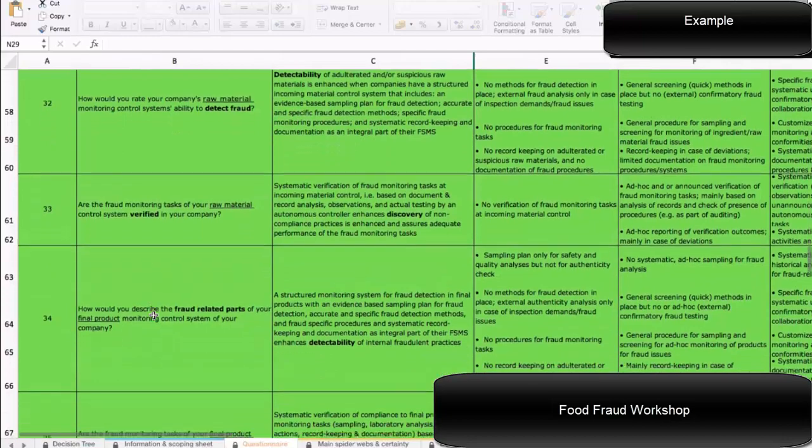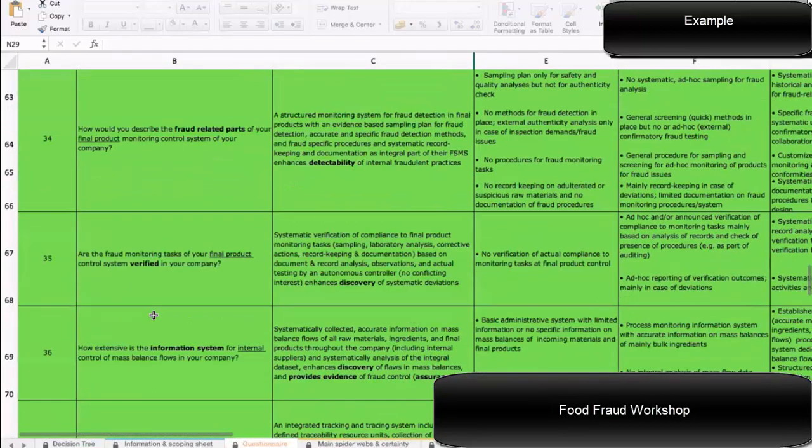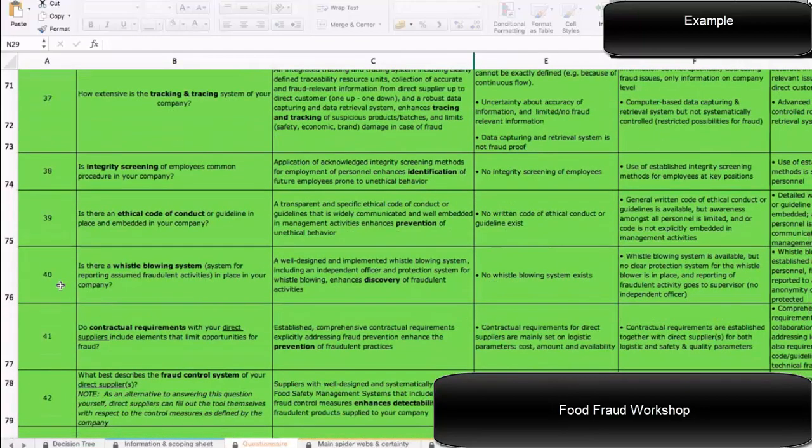Then let's look at one example for controls. Number 40, is there a whistleblowing system in place for your company? The reason why is that academics from Wageningen University in their research have determined that well-designed and implemented whistleblowing systems enhance the discovery of fraudulent activity within an organization.